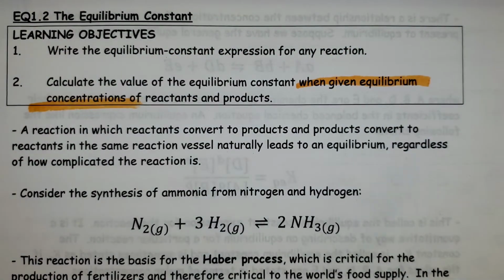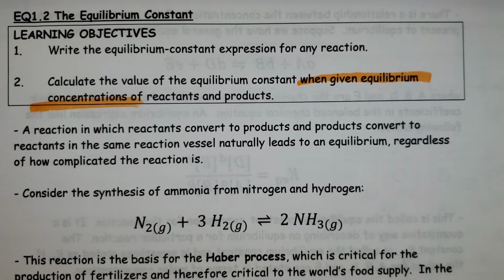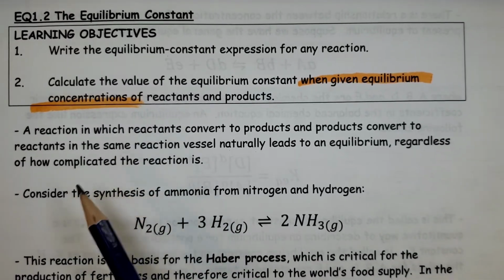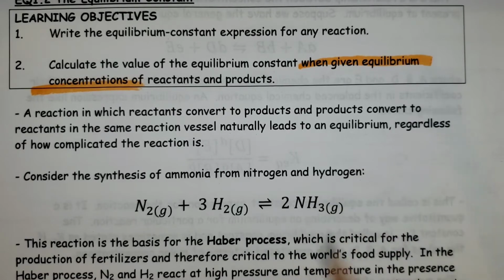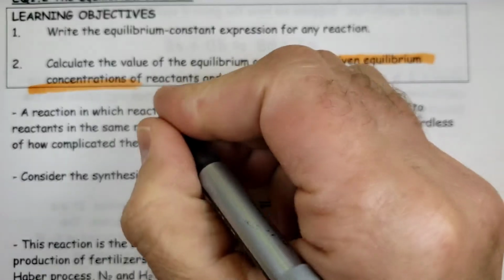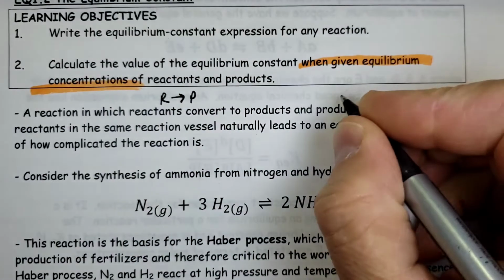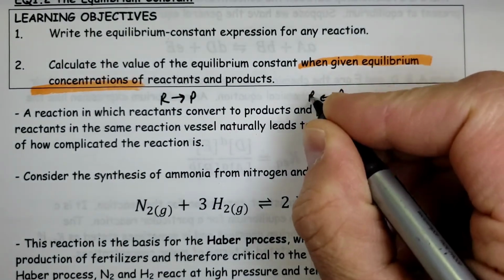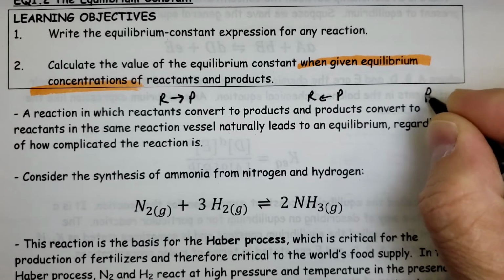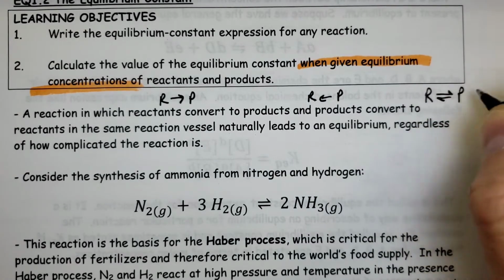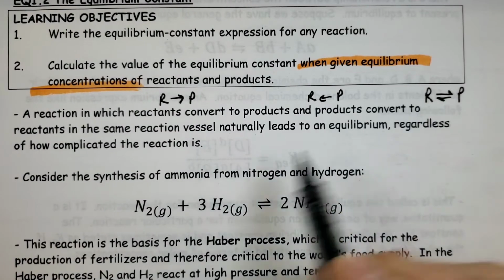So last section we looked at what chemical equilibrium was. Remember, it's a dynamic process. There's constant movement, and the reactants and products at equilibrium are constant, and the rates of forward and reverse reaction are equal. So we have reactants going to products, and then products going back to reactants, and of course we symbolize those together as a double half arrow.